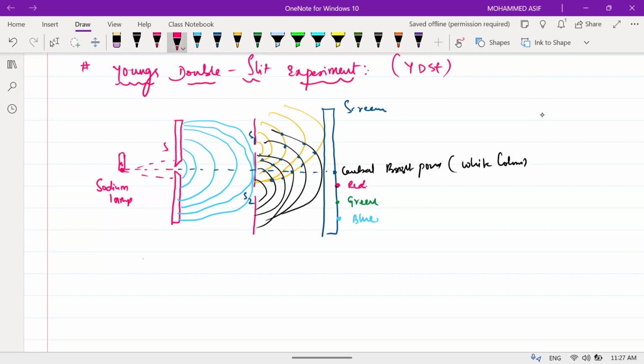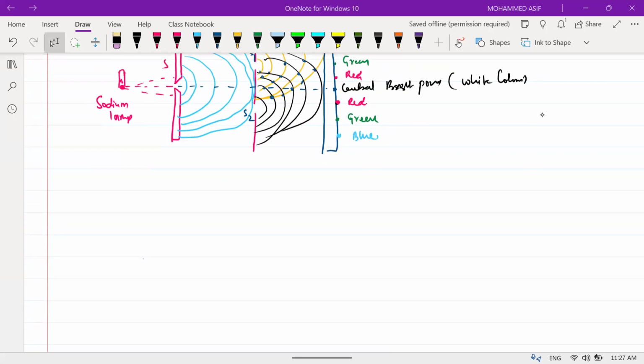Like that, the same pattern will also be seen on the upper part. So this will be your red, then followed by your green, then followed by your blue. You need to remember this one. Central will be the bright. Immediately there will be your dark as well as your bright parts.